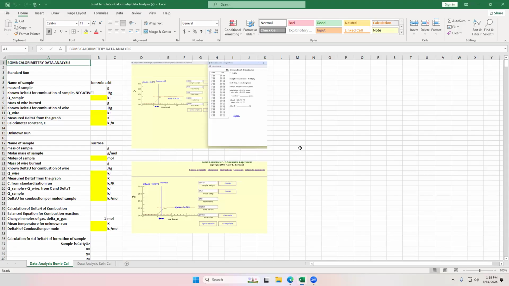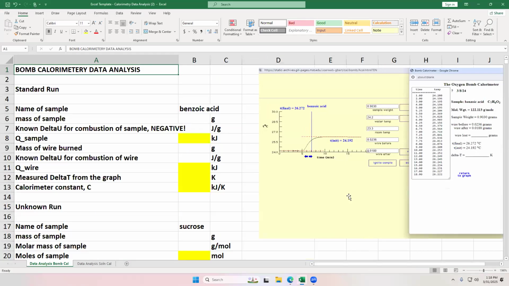All right. So, here's a screenshot of the simulation I did for benzoic acid, the standard run. What's the mass of my sample here? It's 0.9030 grams. So let's enter that.